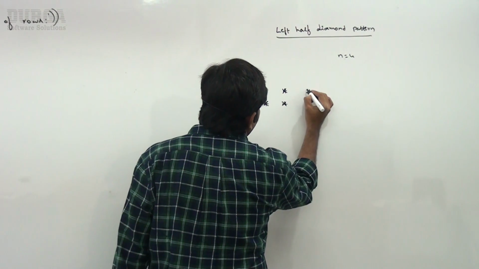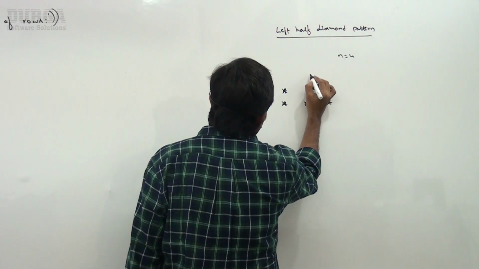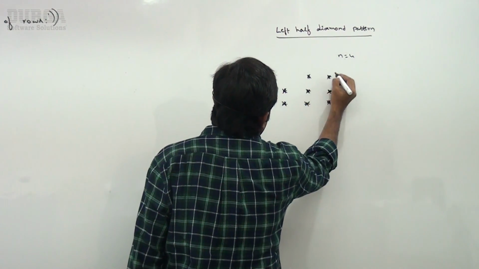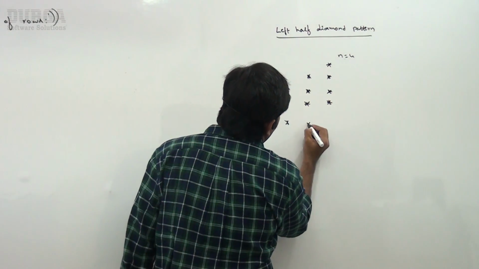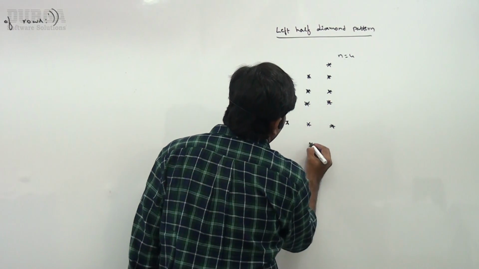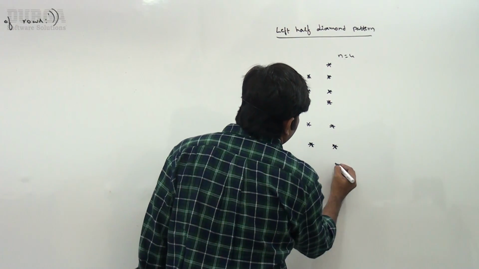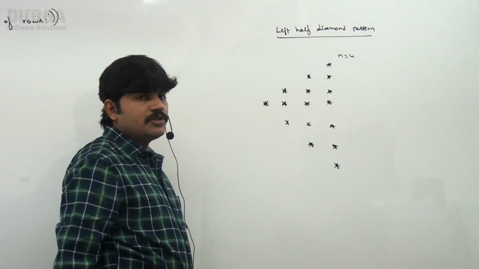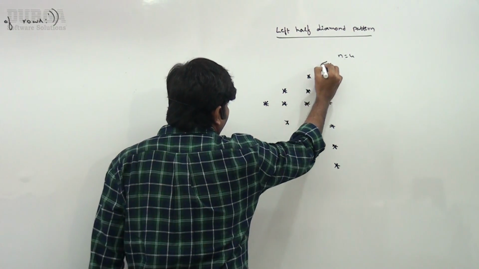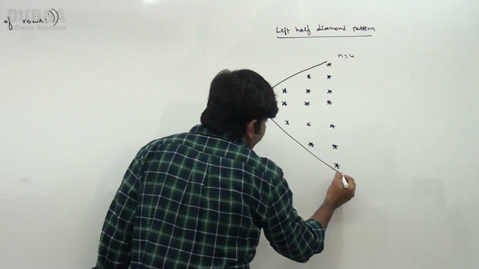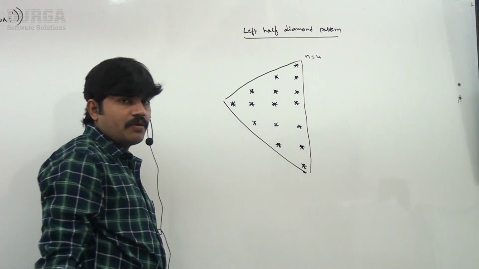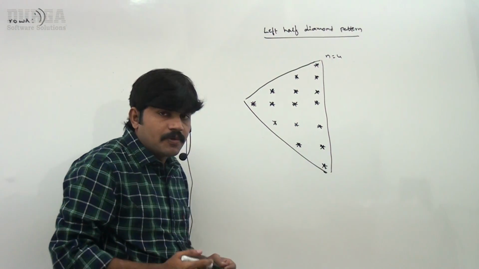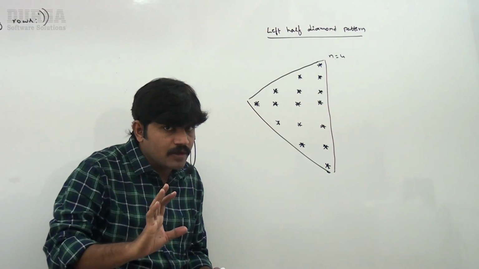Now here just have a look once, sir. Next similarly, here now 2, and after that only 1. Sir, have you observed? Left of diamond pattern is this one, sir. Have you observed? This is the left of diamond problem. How can you write the code for that?